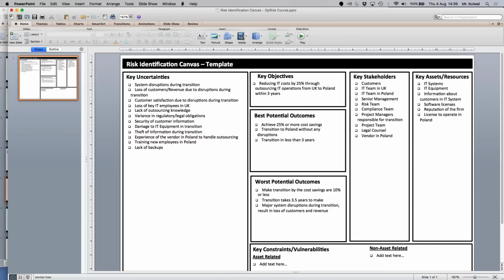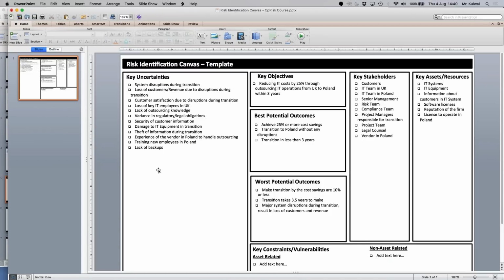Okay, so I think that gives us an idea that we identify the objectives, the best potential outcome, the worst potential outcome, the stakeholders, the key assets, and then at each transition we try and identify some of the uncertainties. And what I found in this tool is that because we keep everything on one slide, it makes it a lot easier for everybody to see the complete picture.